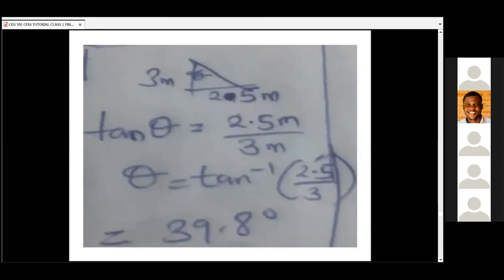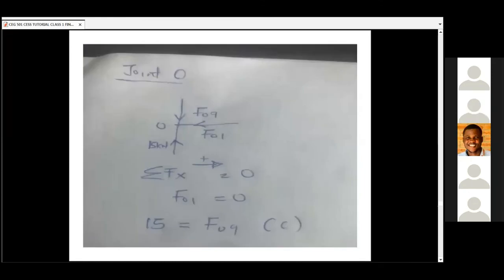Okay, Osamo said I should start from point zero. But in the slide that was sent, the question was direct. Oh, Taiwo. Yes. The question was there. It's from this joint zero that is not there. Oh, okay. So just look at the question. How best we can try to manage the situation at hand.